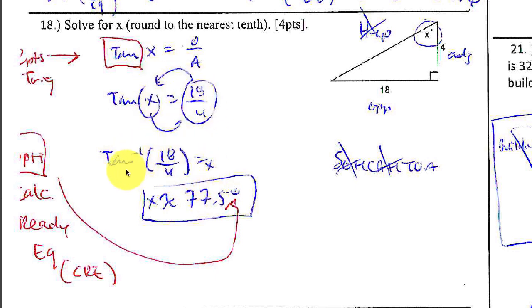Switching means the inverse. So the inverse of the two sides is... there's your calculator ready equation. So you got 3 points. If you have a calculator ready equation, inverse of tangent of 18 over 4 equals x. And then it tells you round to the nearest tenth. Your answer is x is approximately 77.5 degrees.